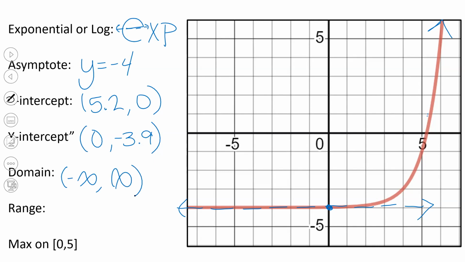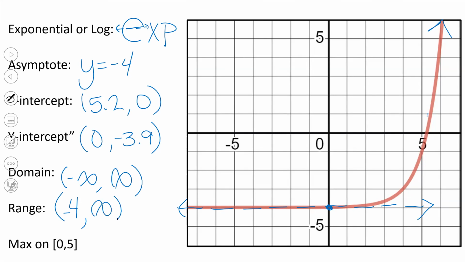My range, where's the bottom of my graph? What did you say? -4. It is. The bottom of my graph is -4, but can I ever touch -4? So what does it need? A parenthesis. Very good. And where's the top of my graph? +infinity. Okay.